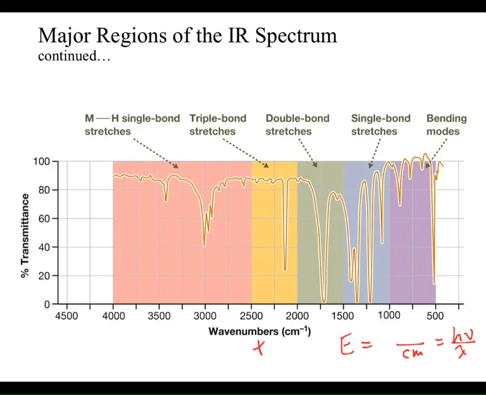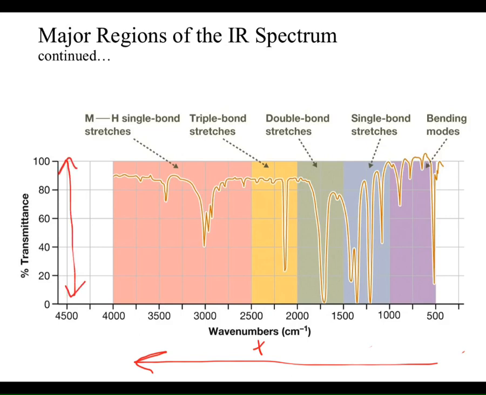Why don't we represent it as wavelength? I honestly don't know. It might be to avoid confusion with ultraviolet spectroscopy, which is reported in wavelength. So when we're looking at our x-axis, we're really talking about the energy of the light that's being used to excite the bond. On the y-axis, we see our percent transmittance, which is related to absorbance.